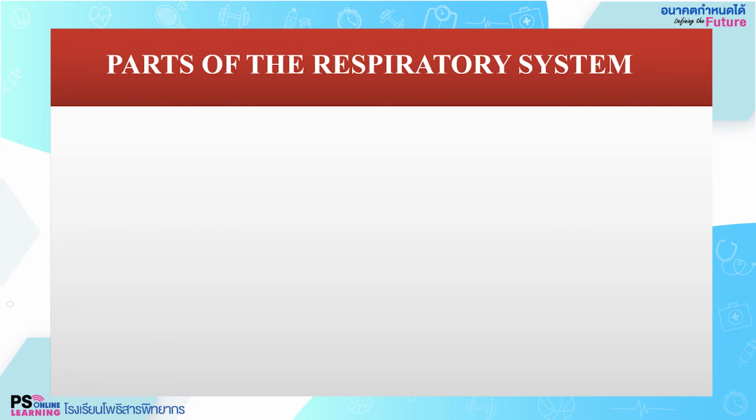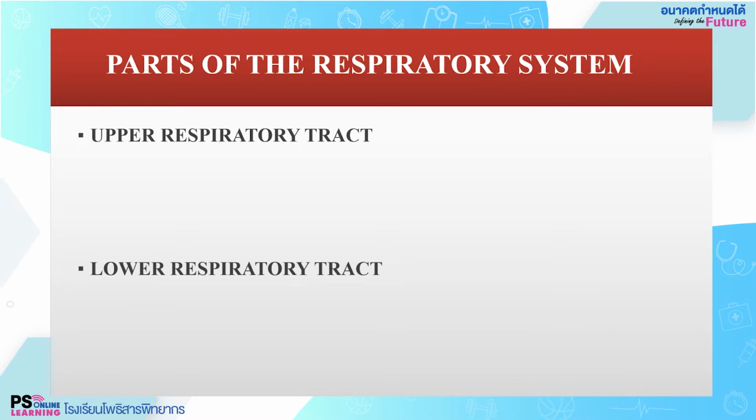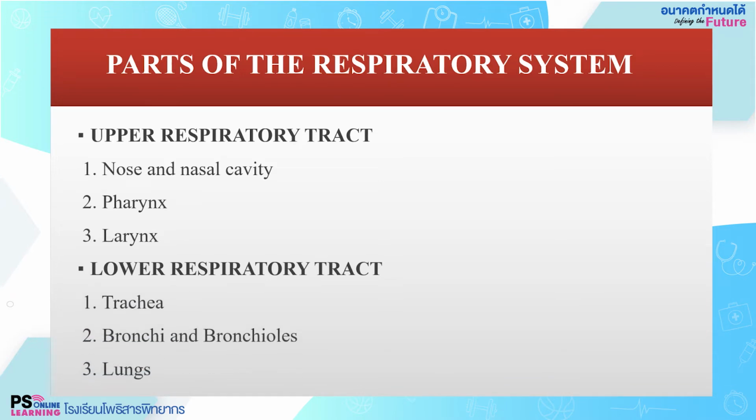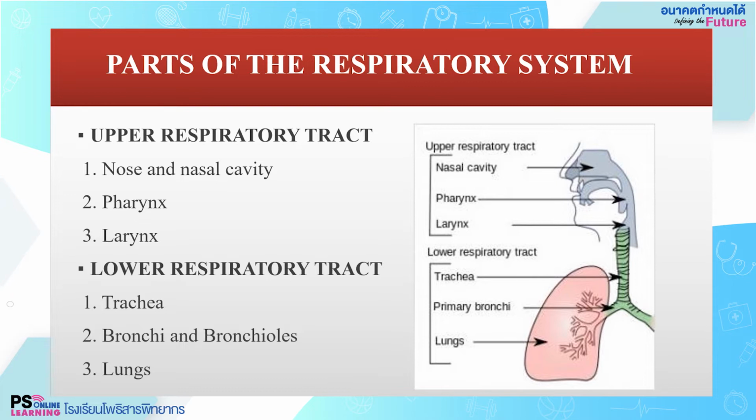Let's now talk about the parts of the respiratory system. The respiratory system is divided into two tracts. These are the upper and the lower respiratory tract. The upper respiratory tract consists of the nose and nasal cavity, the pharynx, and the larynx. The lower consists of the trachea, bronchi, the bronchioles, and the lungs. We will discuss those parts one by one.